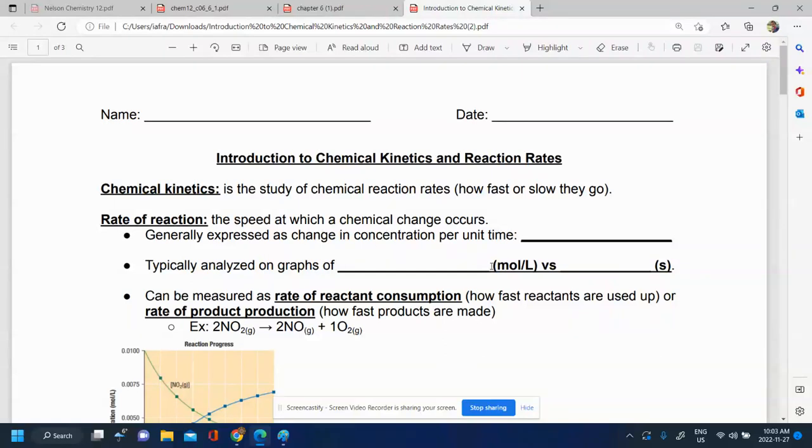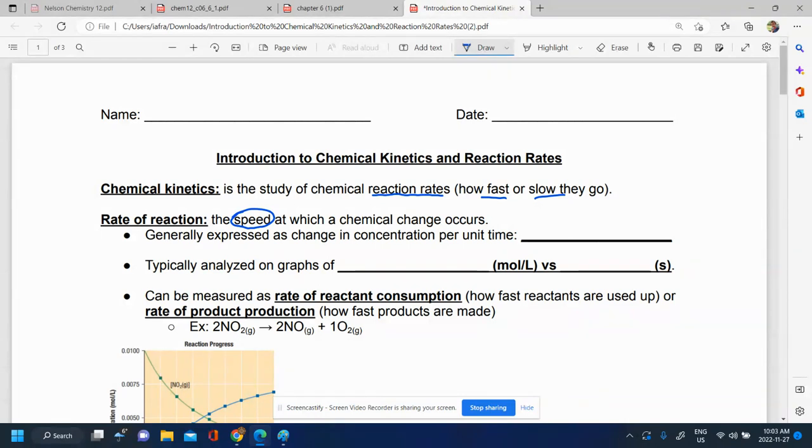In this video, we're going to introduce ourselves to the study of chemical kinetics, which is studying chemical reaction rates. And by chemical reaction rates, all we essentially mean is the speed at which a chemical reaction is occurring. And that just means essentially how fast or how slow it's going.